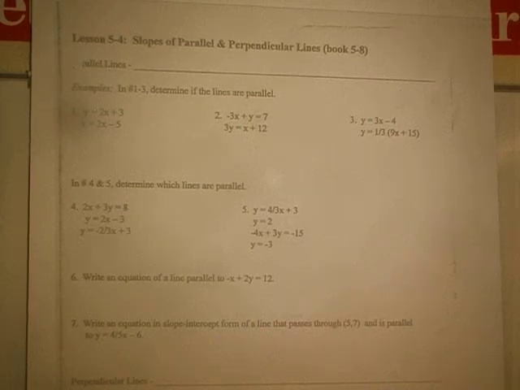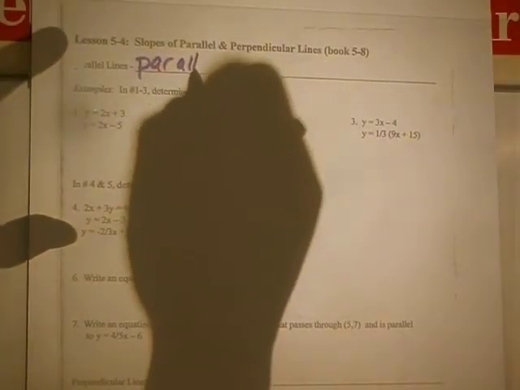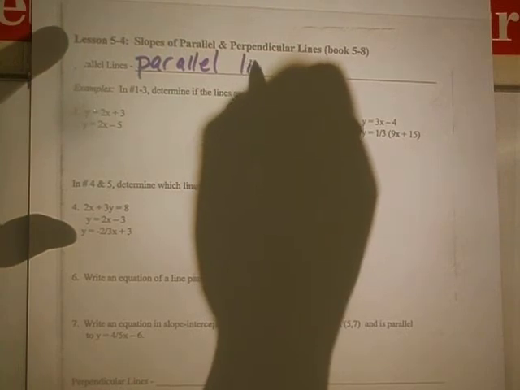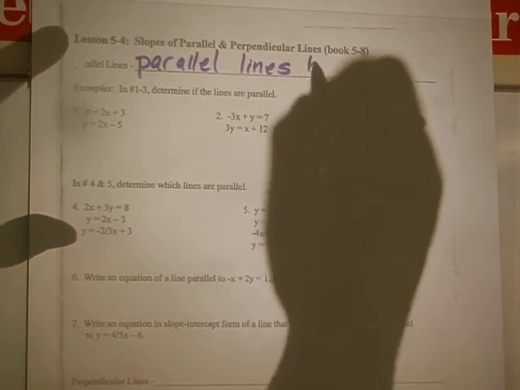Section 4 is about slopes of parallel and perpendicular lines. First blank there says parallel lines. Parallel lines have the same slope. So the first blank says parallel lines have the same slope.